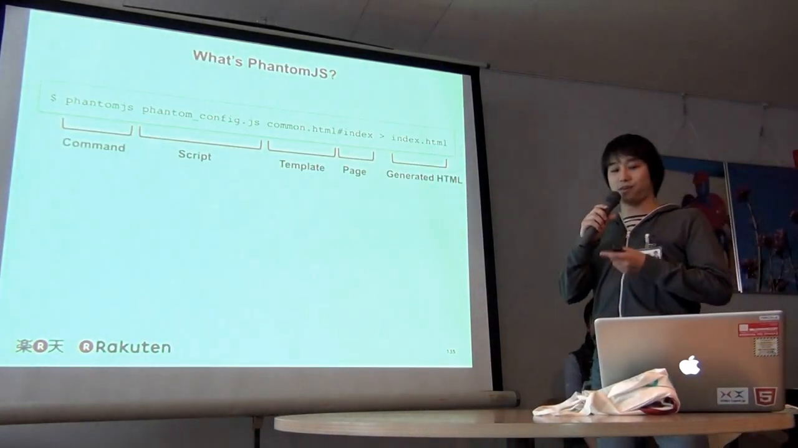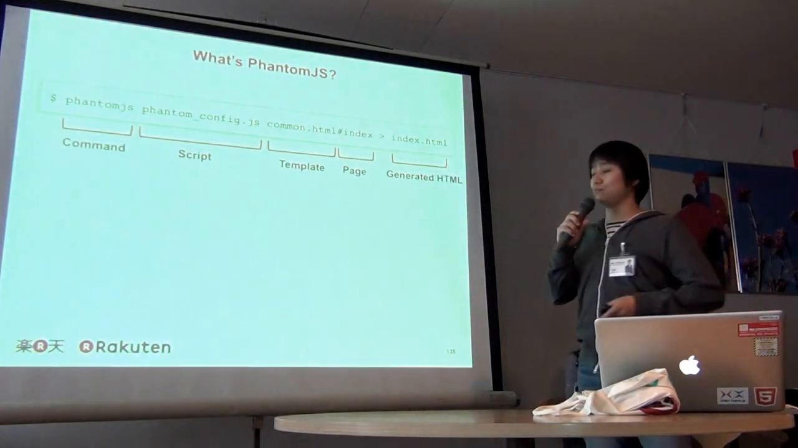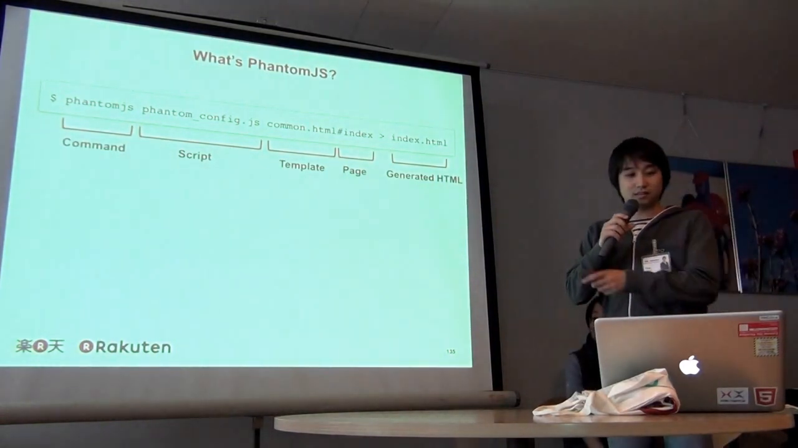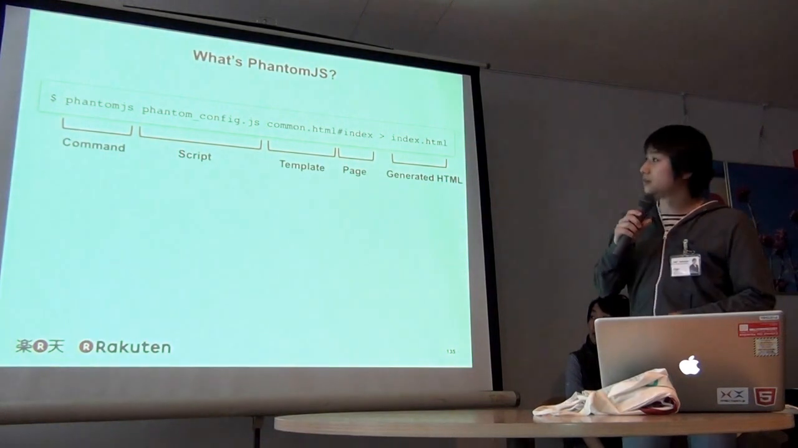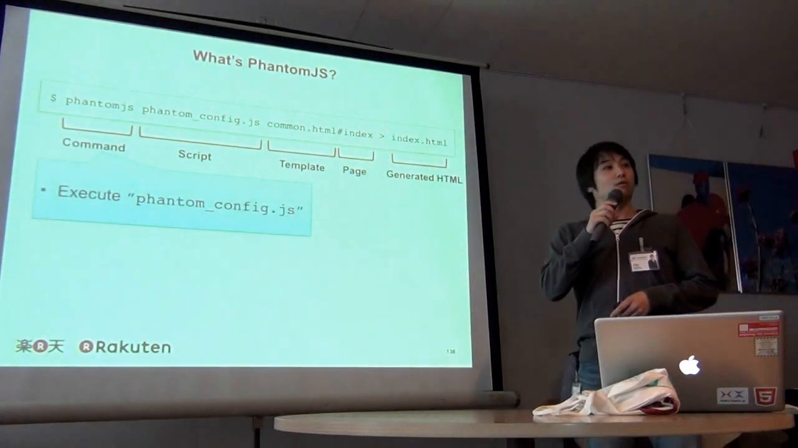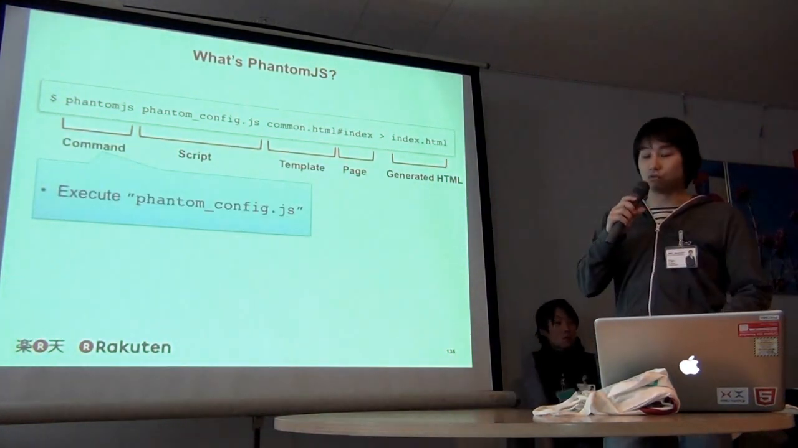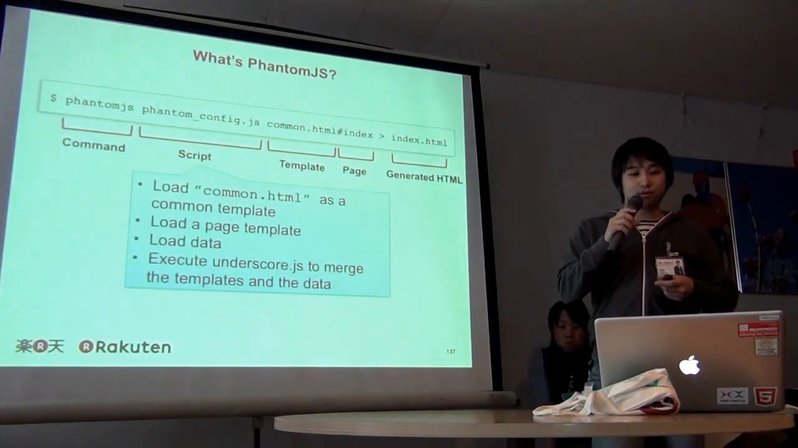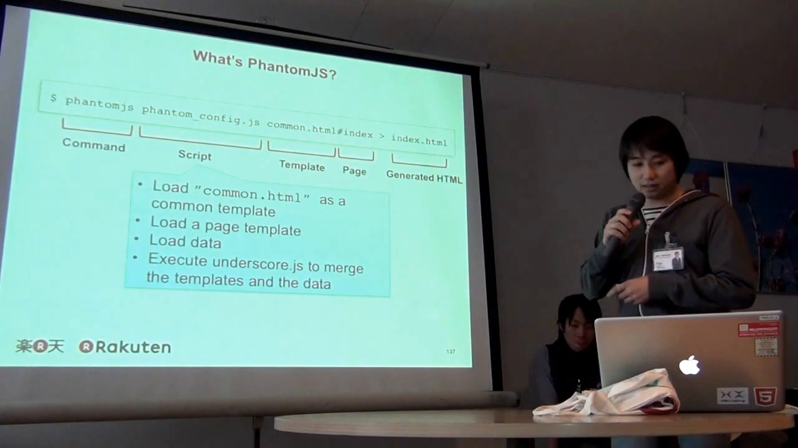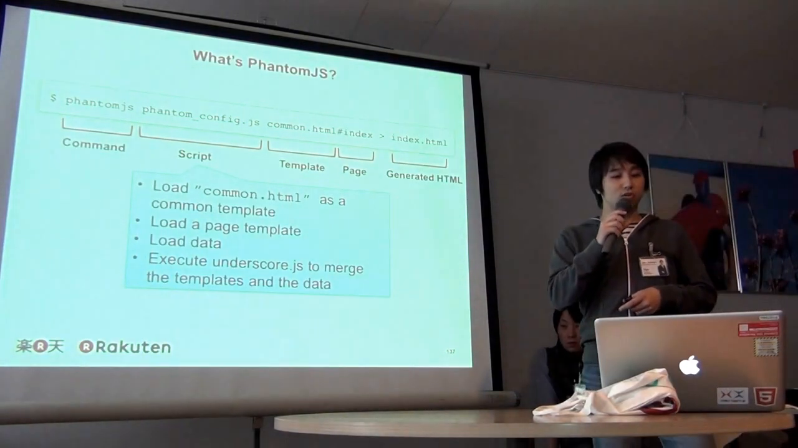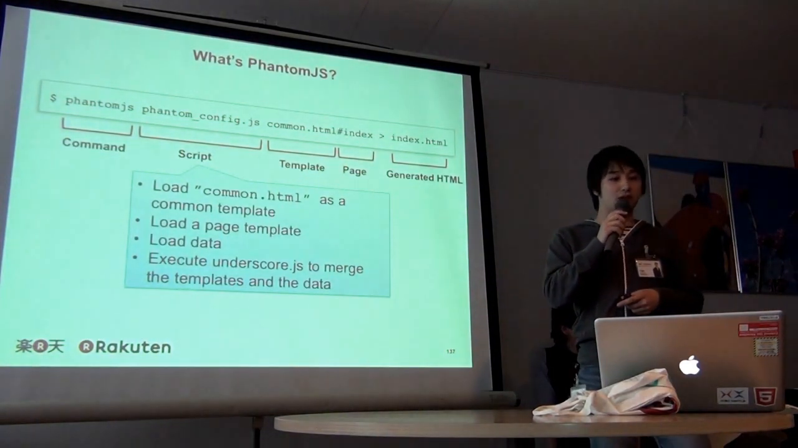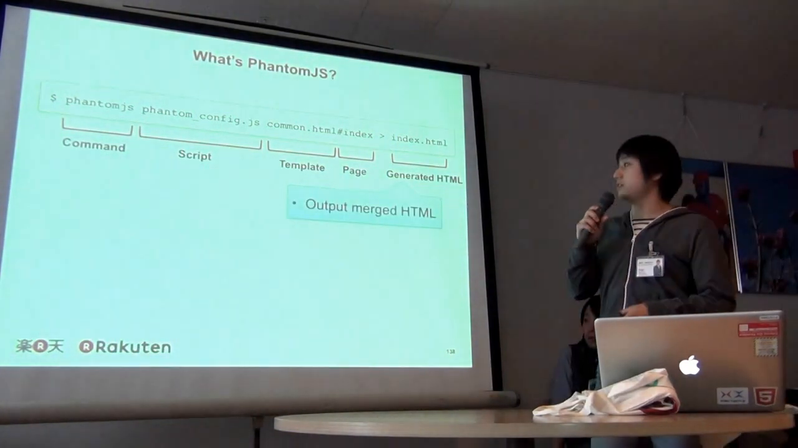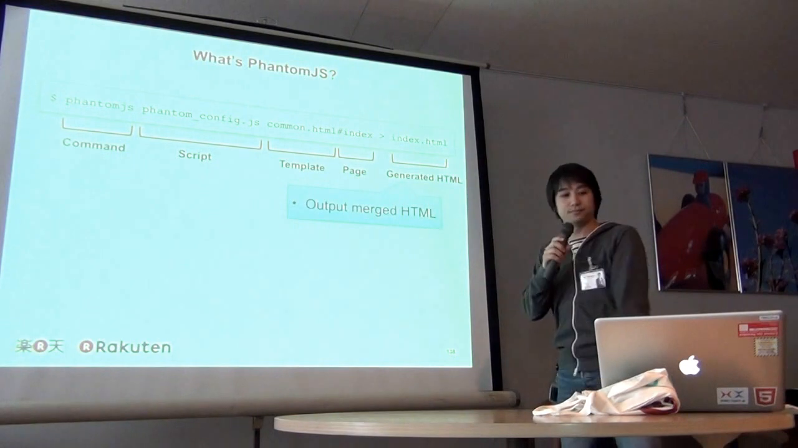It's difficult to explain how PhantomJS works, but let me try. This is an example of the command. So you can call PhantomJS to execute the control script like this. The control script loads the template and data. Then it executes JS to merge templates and data. Finally, it generates the HTML5 file.